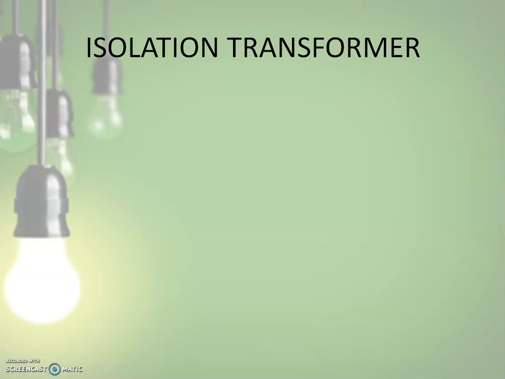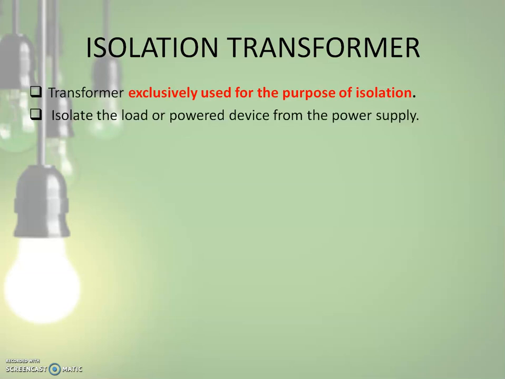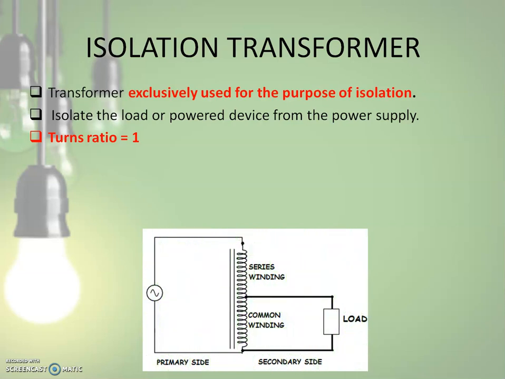Now, an isolation transformer is exclusively used for the purpose of isolation. Isolation transformers operate in the same way as other transformers, but the main task is to provide galvanic isolation between the electrical systems. And normally the turns ratio will be 1. An auto transformer with a common winding cannot be used as an isolation transformer because it has a connection between the primary and secondary side.